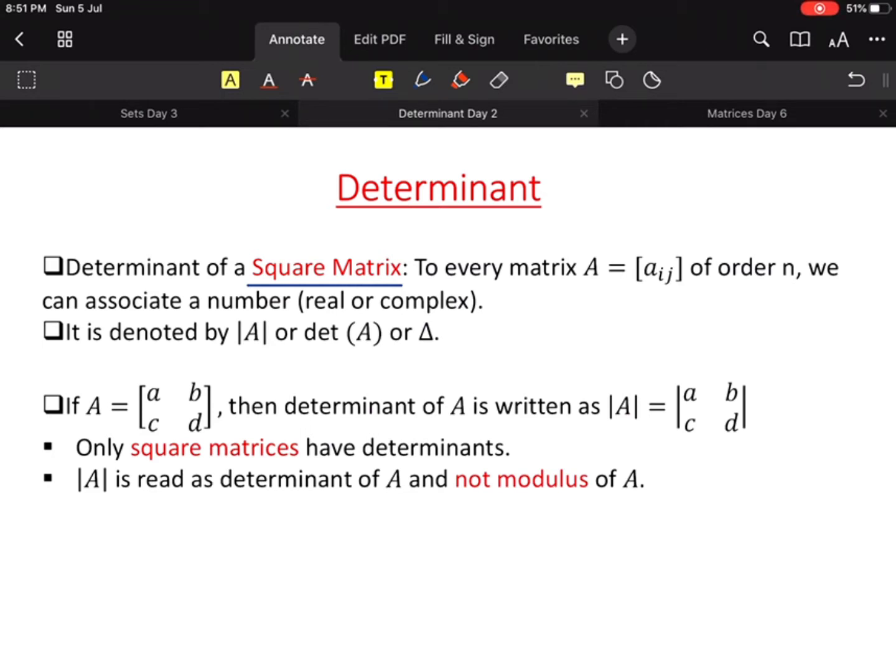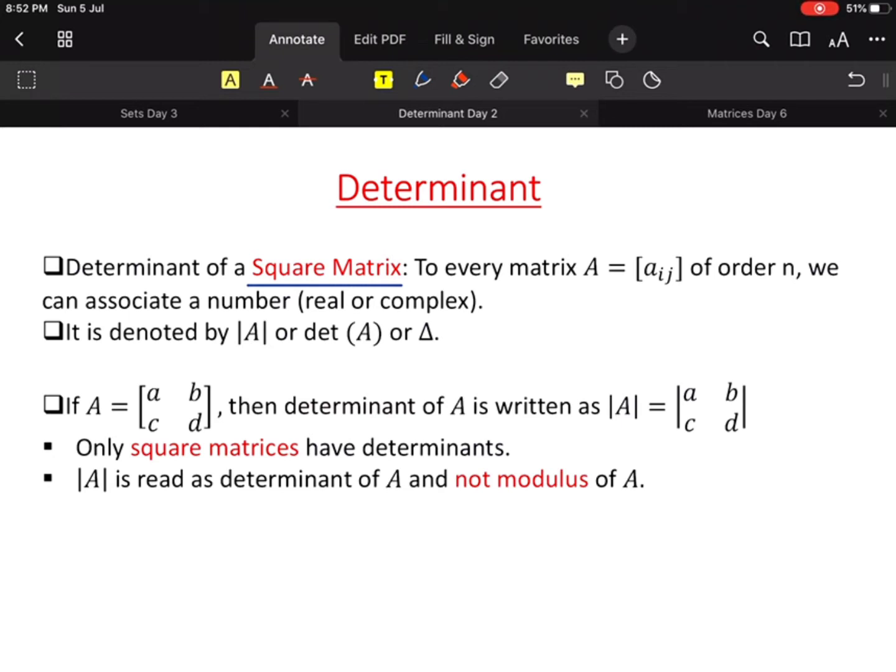So to every matrix A, you see this is how we denote a matrix of order n. Why n? Why not n cross n? Because a square matrix we can write with only one number, n, because the number of rows and number of columns are the same. We can associate a number. So what does it mean? For every matrix we can give a number.